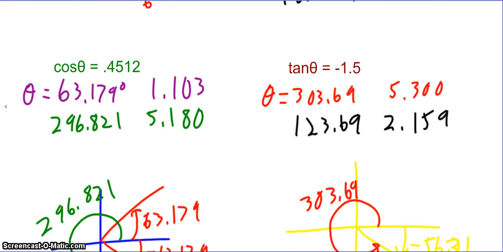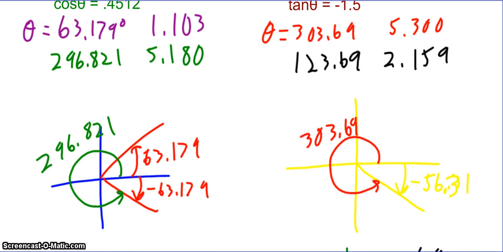Over here for tangent, it's a little bit more difficult now, because when I first type this into my calculator, I don't get an angle within my restrictions. Remember, my restrictions were 0 to 360 degrees, or 0 to 2 pi. So if I type in tangent inverse of negative 1.5, I end up with a negative angle. And that angle that I get is negative 56.31.